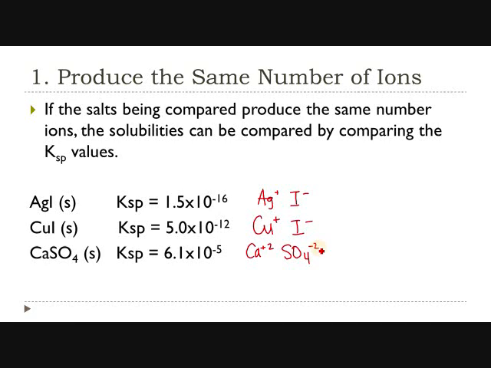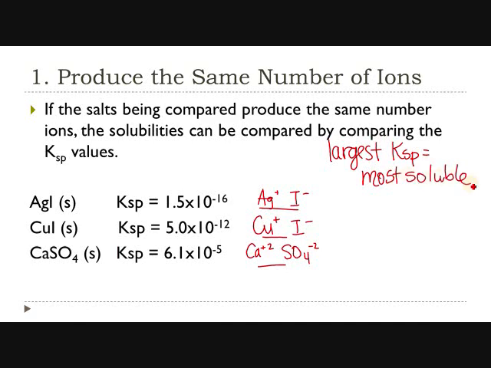So when it dissolves, there are two ions involved. Doesn't matter their charge, doesn't matter how big they are, it just produces the same number of ions. Okay? And so when they do have all that same number of ions, then the way that you can compare the KSP values is by knowing that the largest KSP means that that has the largest solubility, or that is the most soluble.